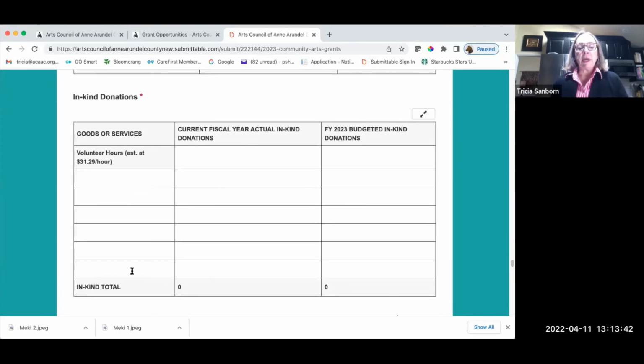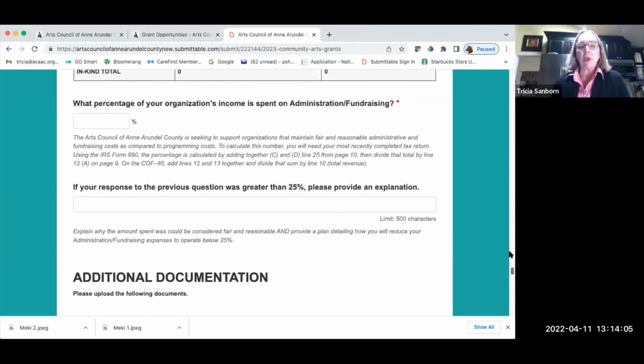In terms of in-kind donations, please go ahead and itemize what you receive. And yes, you can include volunteer hours. This is the Maryland equivalency of volunteer hours, 31.29. So please make sure that you include those, because having a strong volunteer base is a pretty important thing.